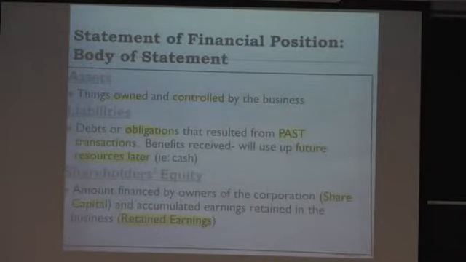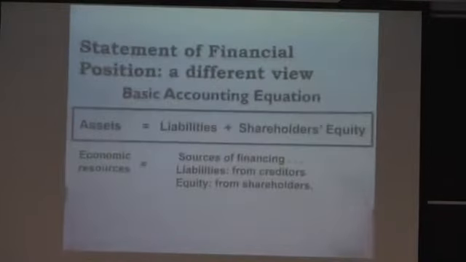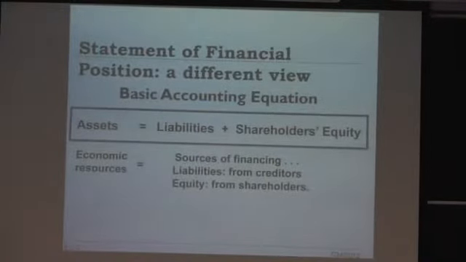Now, if I look at the balance sheet from a different point of view, we can summarize it through a basic accounting equation where A equals L, liabilities, plus shareholders' equity. A stands for economic resources the company has access to and control over. And you can look at this equation to show that these assets are being financed by two stakeholders: the creditors, the lenders, and the equity, the shareholders.